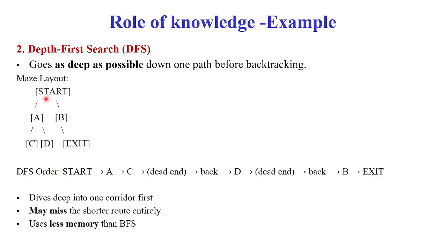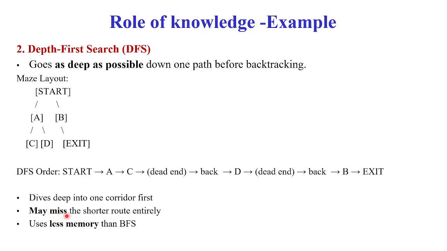So what is the order? It will start, it will go to A, it will go to C. It's a dead end, there is no exit. It will backtrack, then it will come back to D. Again, there is no exit. Backtrack, then it will come to B, this right hand side, then it will find the exit.